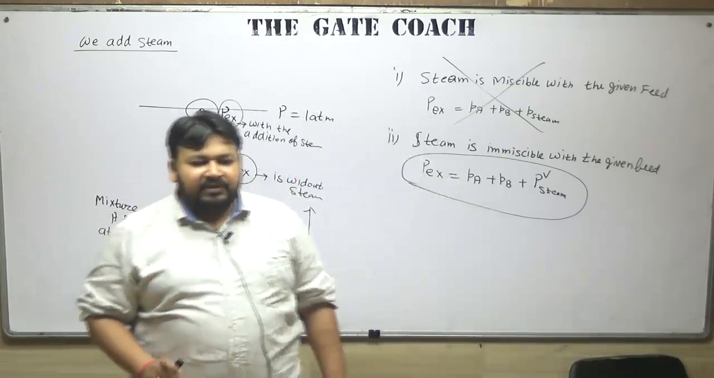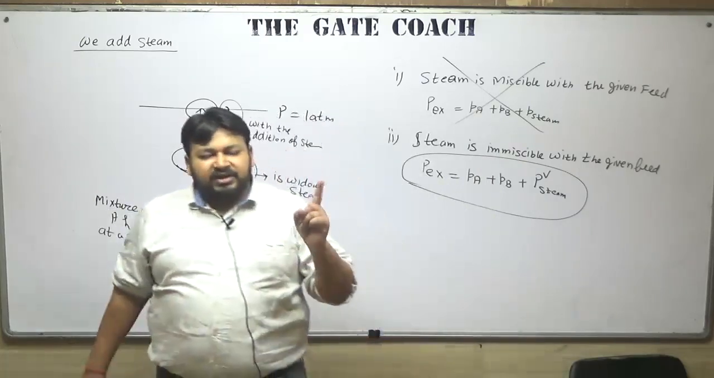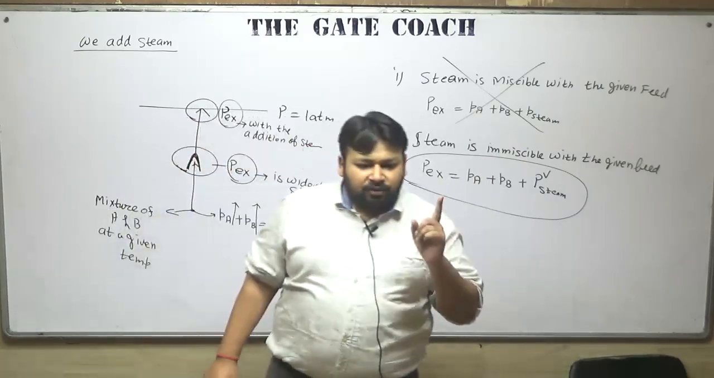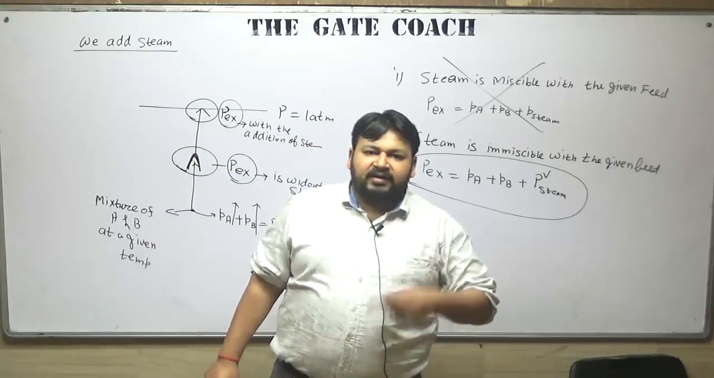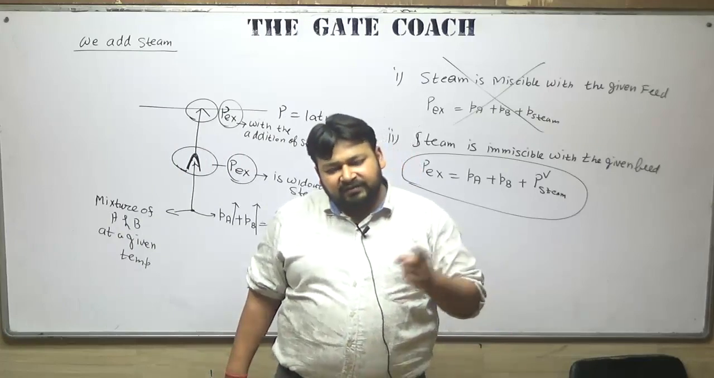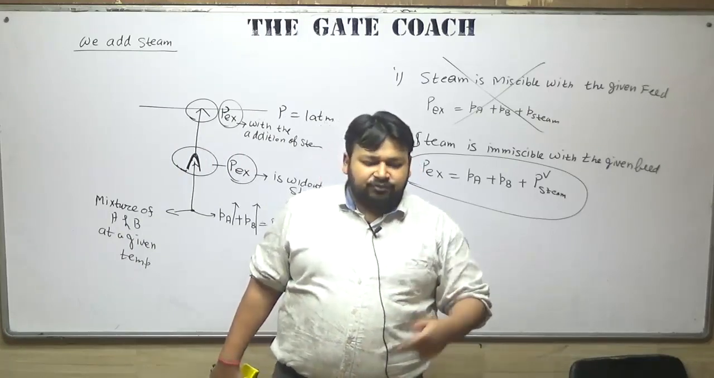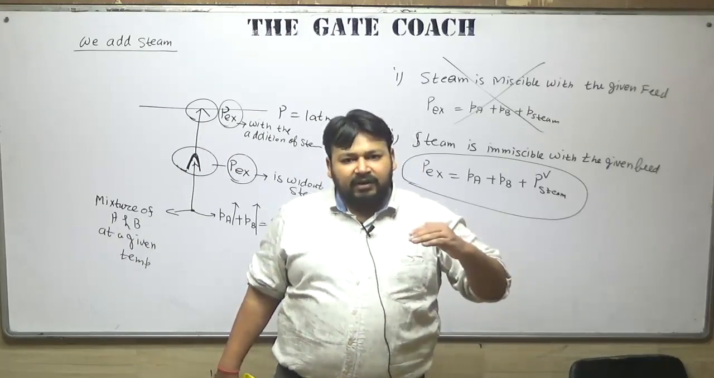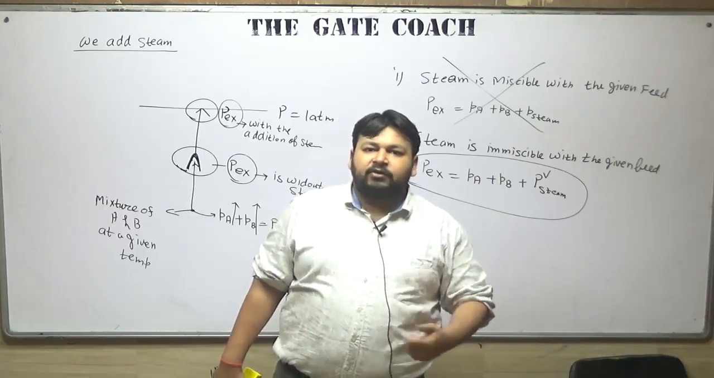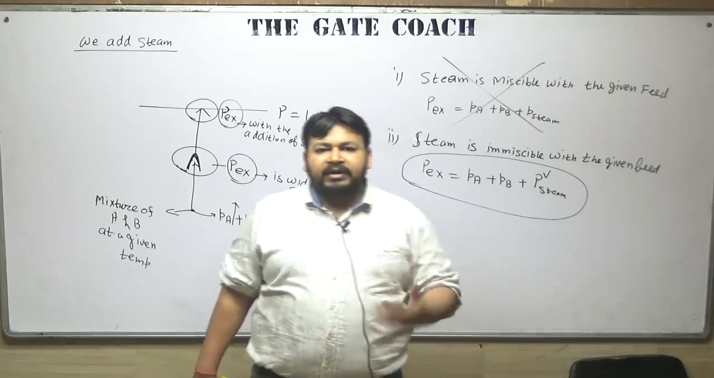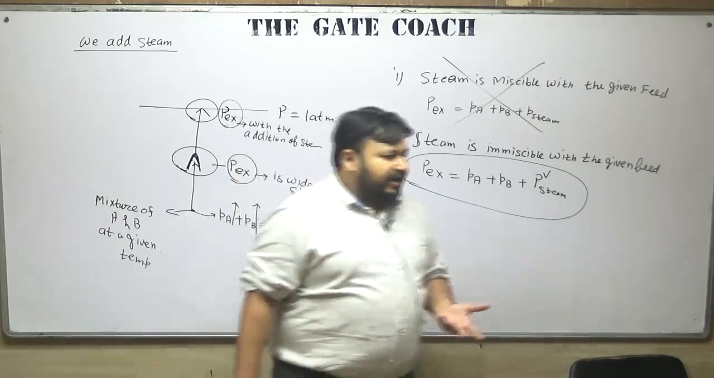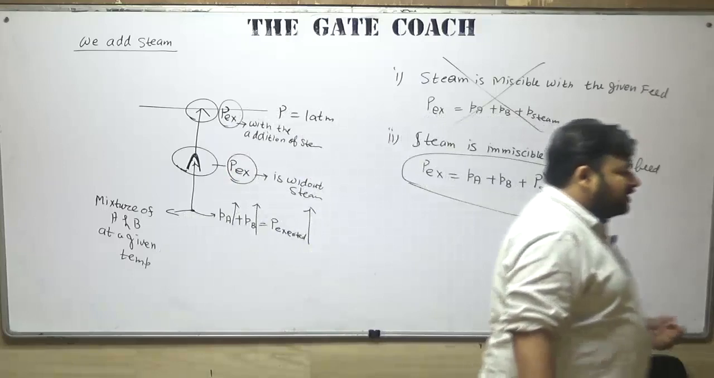The only purpose in the steam distillation is to reach the point of P equals 180 atm, and to reach there, we are adding the steam. Steam not only provides its vapor pressure, but also provides the heat. So it helps to increase the temperature up to a level, and also helps to increase the value of P exerted so that 180 atm can be achieved and boiling can be done. So that is the advantage of using the steam distillation.